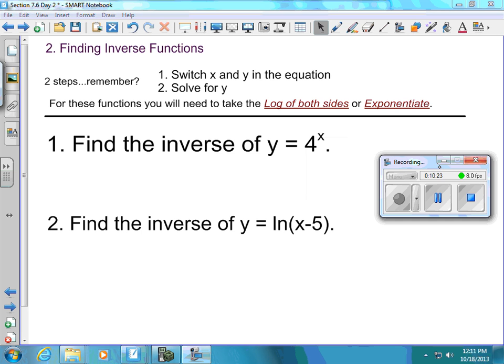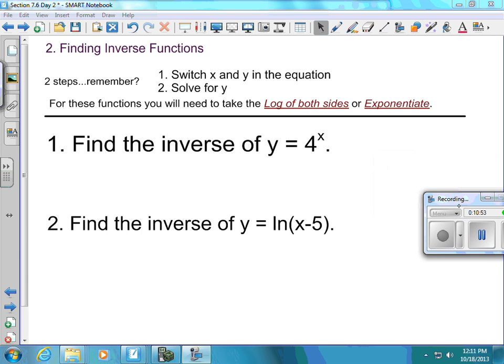Finding the inverse functions. We did this before. Let's just do a quick recap of it. Basically, to find the inverse of an exponential function, you take the logarithm of both sides. If you want to find the inverse of a natural log function, you exponentiate both sides. So, y equals 4 to the x, and y equals natural log of x minus 5.